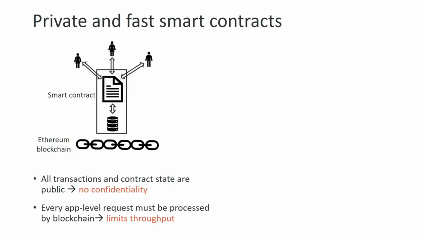Second, every request from the app must be processed by the blockchain. So this limits the application level throughput that you can get by storing a smart contract on a public blockchain.